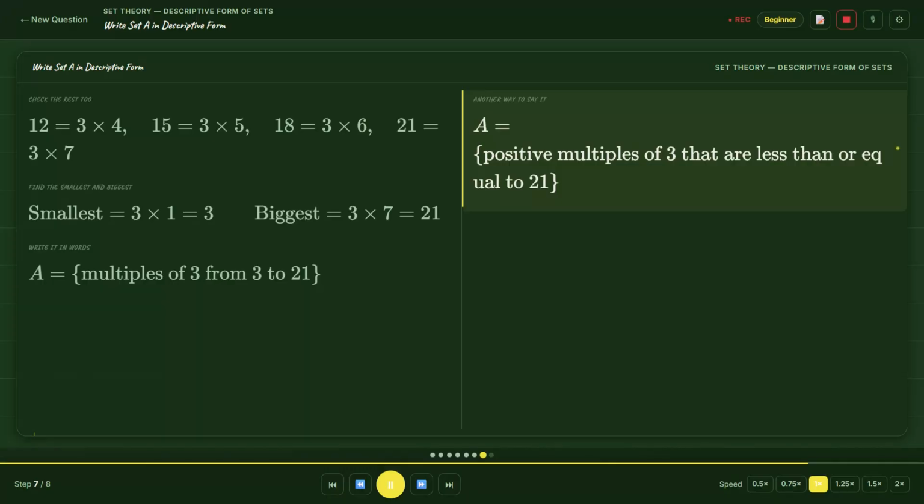You can also say it this way. A is the set of positive multiples of 3 that are less than or equal to 21. Both ways are correct.